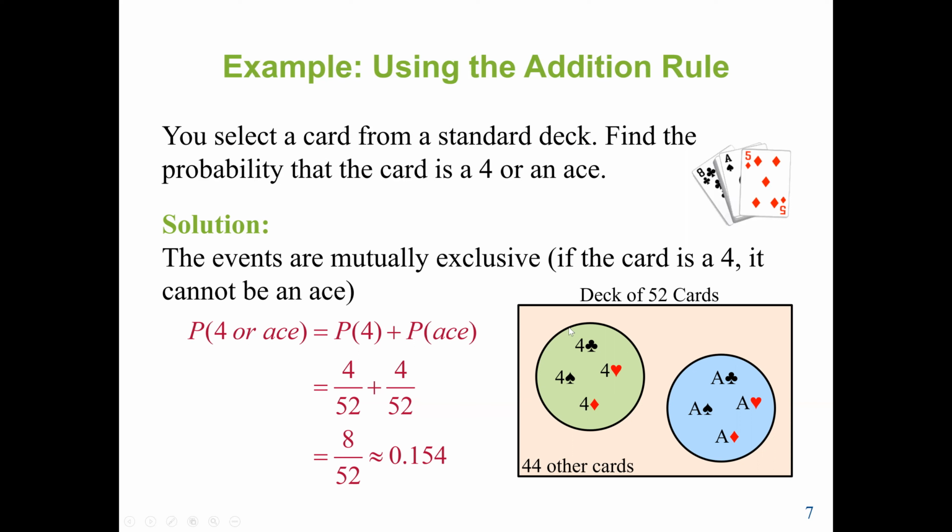And also we can see from the Venn diagram, we have four possible 4s: the diamond, heart, club, and spades. Same thing with the ace: we still have the heart, diamond, club, and spades also. And we know the total deck is 52, so that's why we divide by 52. Again, this is mutually exclusive, that's why we use the formula probability of 4 plus probability of ace.